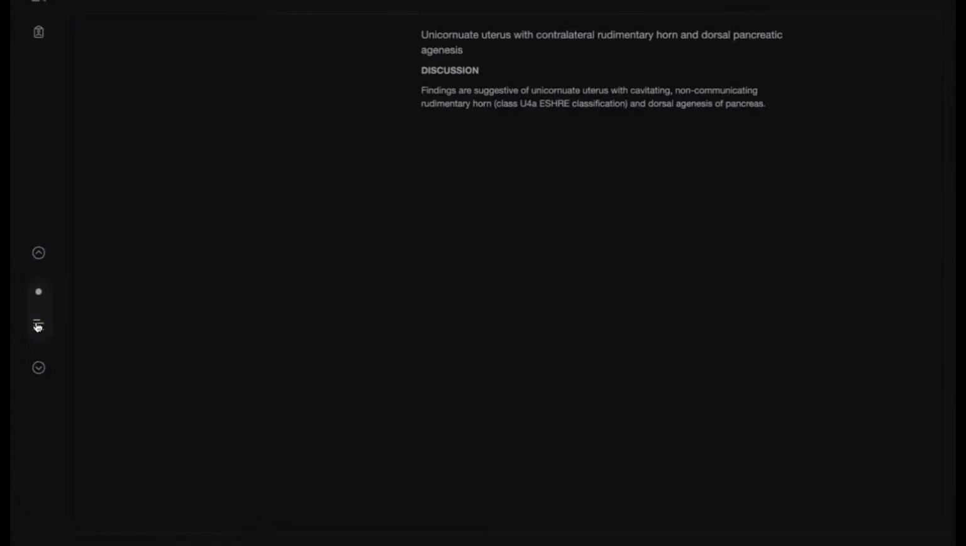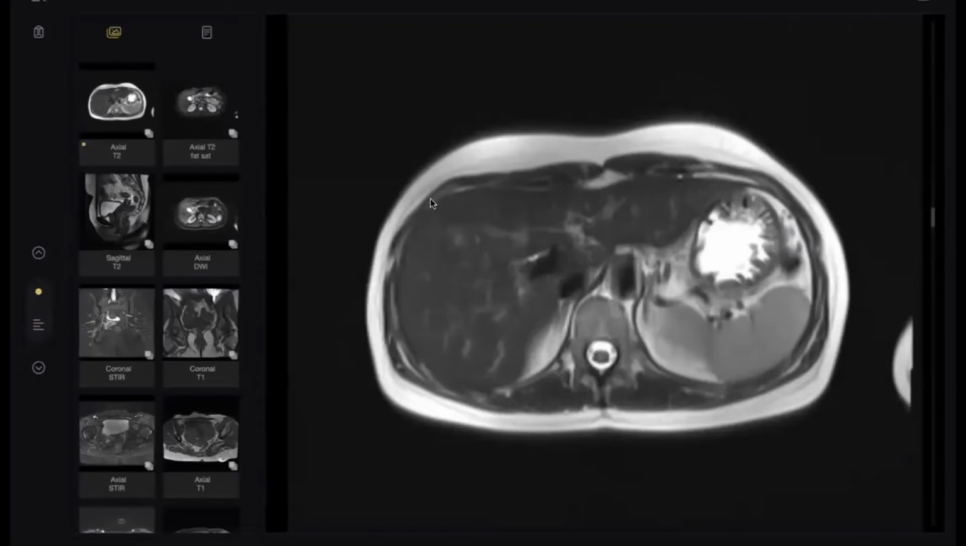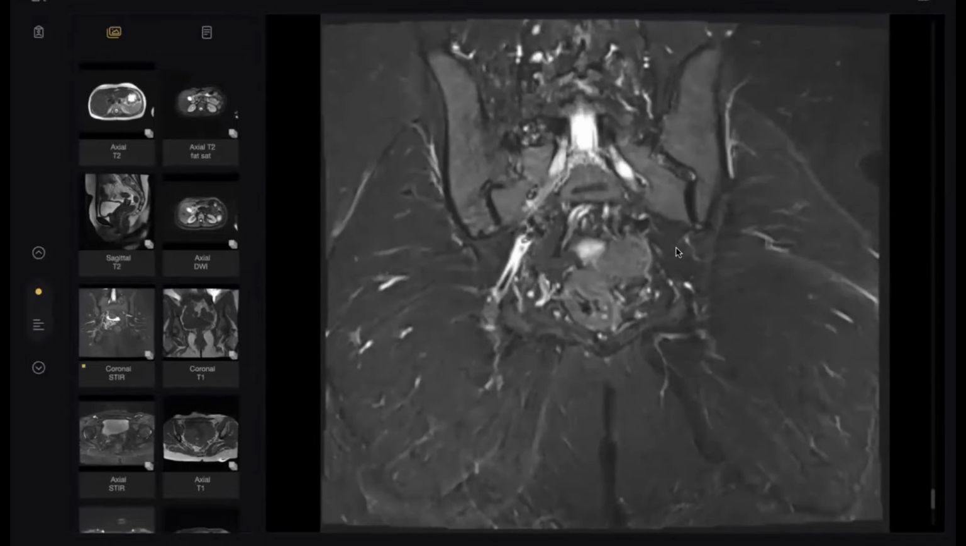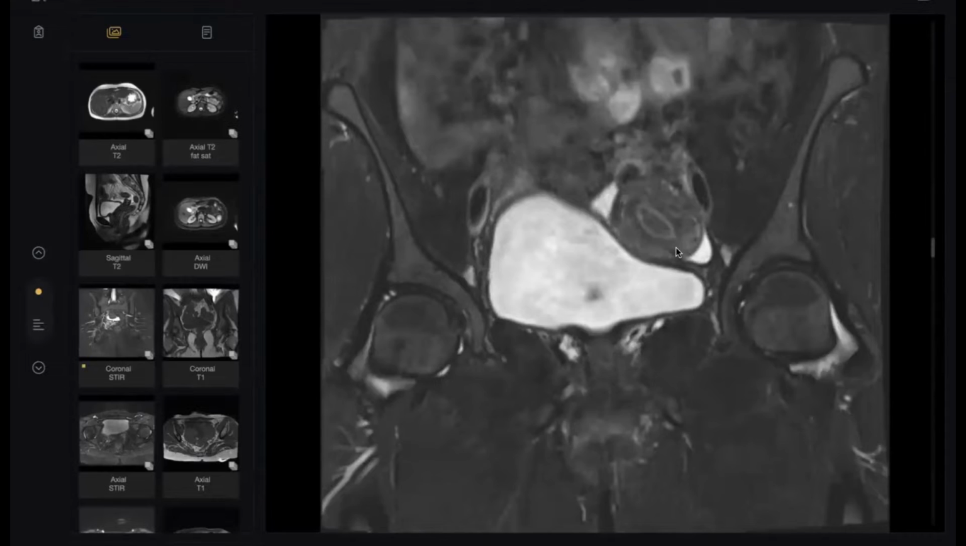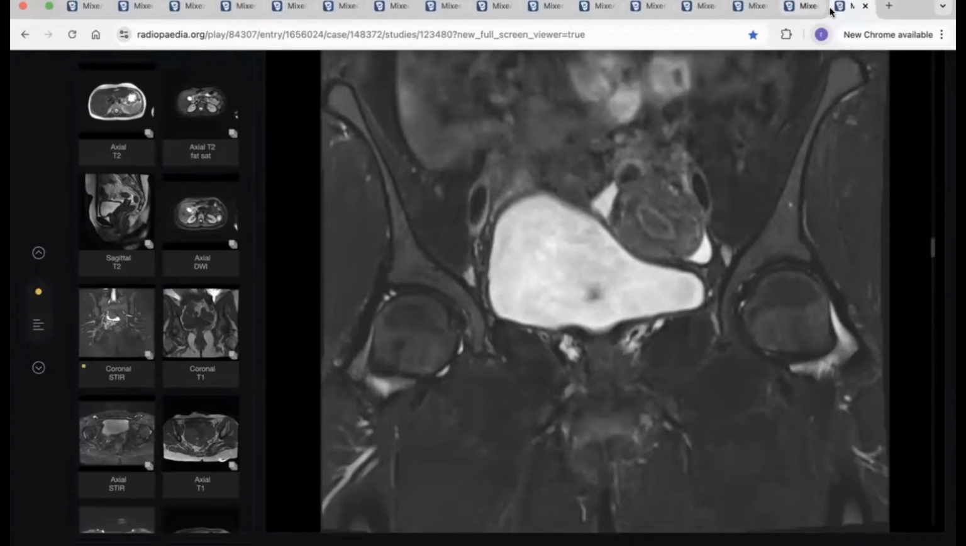Again, for this case, my colleague, in my opinion, this is a bicornate uterus with a rudimentary horn, plus dorsal pancreatic agenesis.